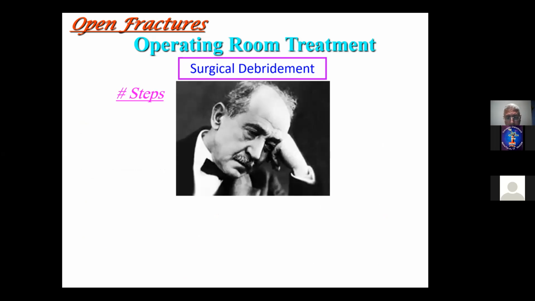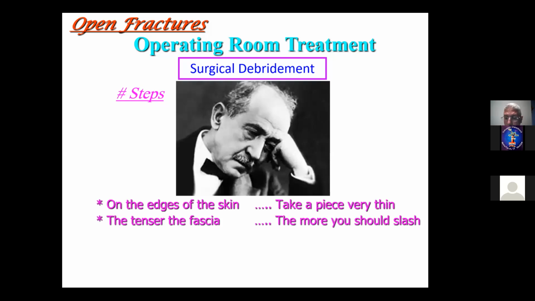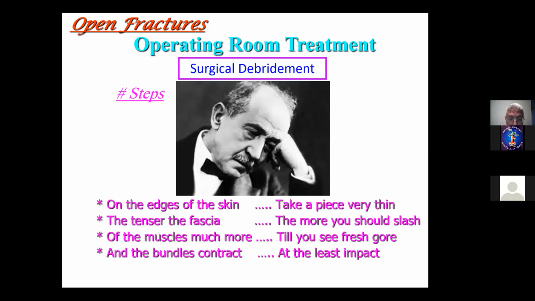This is Ahmed Shawqi, the Prince of Poets. If some of my colleagues like poems, I invite them to read this poem for the surgical debridement. On the edges of the skin, take a piece very thin. The tenser the fascia, the more you should slash her. Of the muscles much more, till you see fresh gore, and bundles contract at the least impact. Hardly any of bone, only bits quite alone. Quite alone, it means that without soft tissues. Maybe you like it, maybe you dislike. Well, I like it.